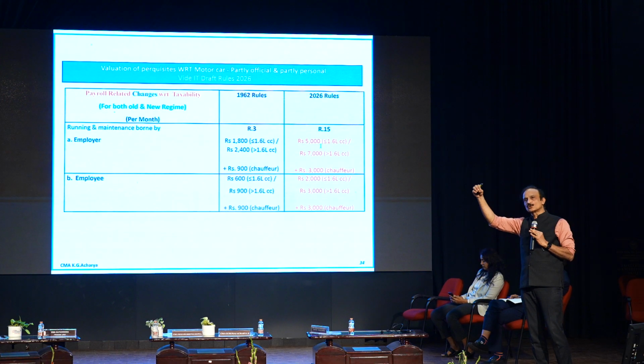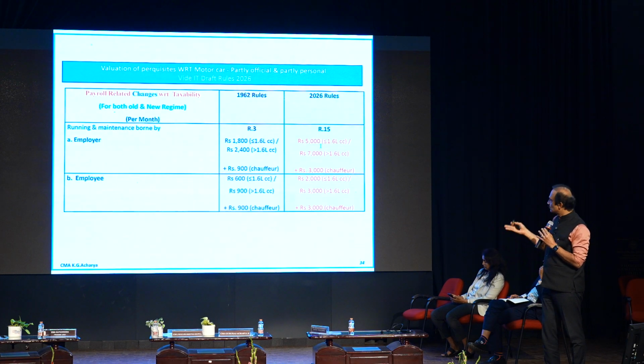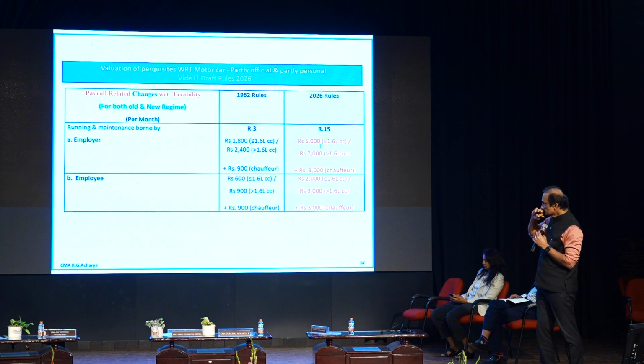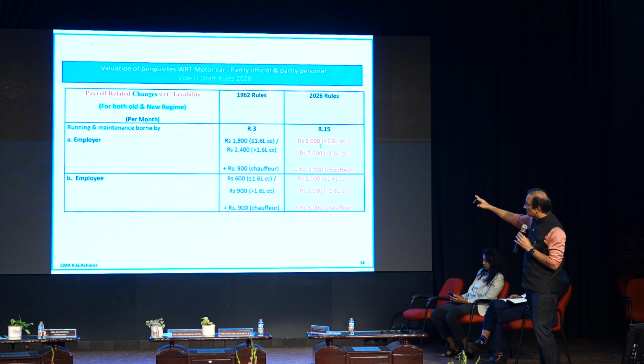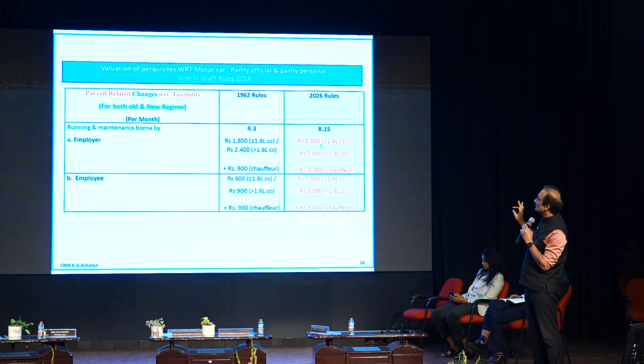And earlier also in the rules, for example, if I were to be an employee of HAL and I have been given a car, which is a big car, 2400cc, more than 1.6 lakh cc, whatever that is, 1600 liters. Earlier, what was taxed in my hands is 2,400 rupees per month per car. Now it is made into 7,000 rupees. So will your tax change? The answer is yes. So please be aware of this.